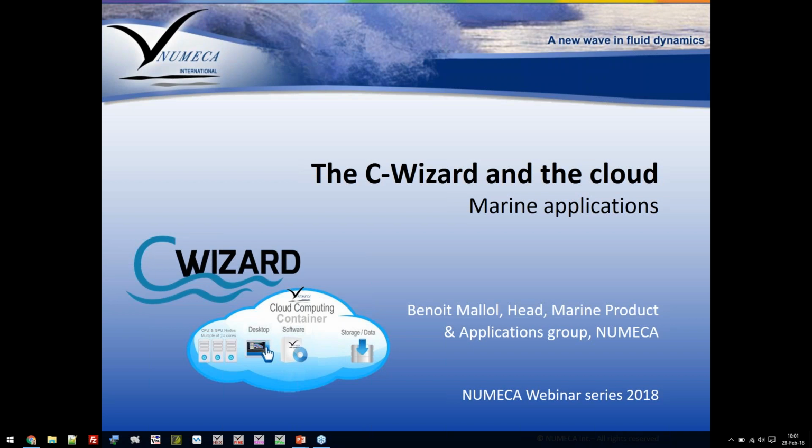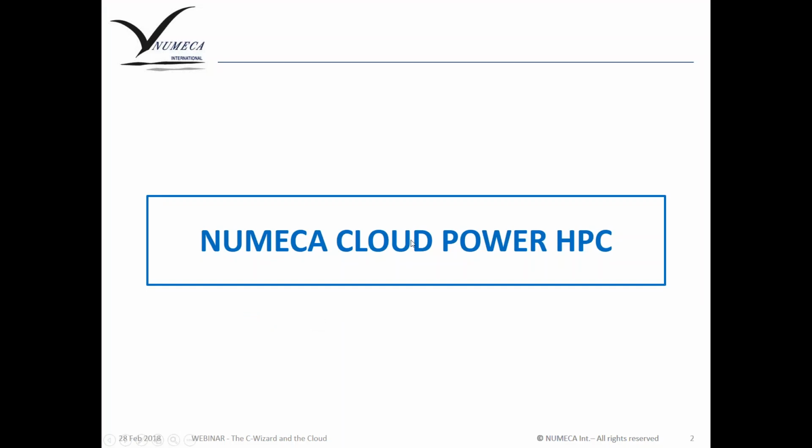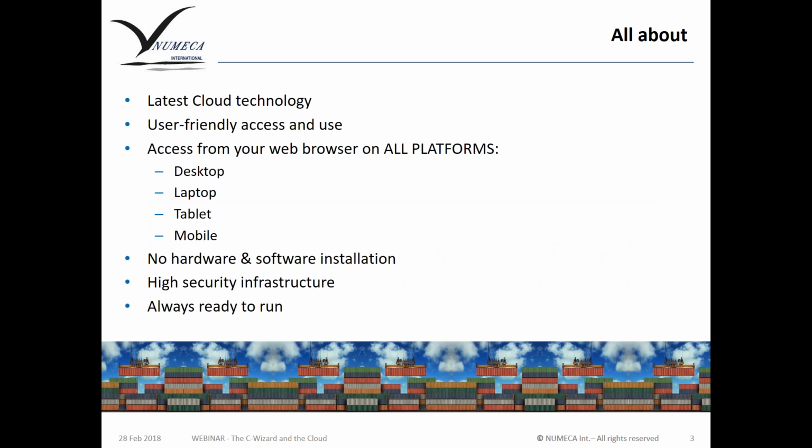I'm going to start this presentation by explaining what the cloud offer that we are proposing here is, which is called the NUMECA Cloud Power HPC. What is it about? It's a cloud offer, so it means that there are some machines available for you to make CFD simulations. It contains the latest cloud technology. We believe it's a user-friendly access and use. It's accessible from any web browser, so from all platforms: desktops, laptops, tablets, even mobiles. There is absolutely no hardware or software installation. It contains a high security infrastructure and is always ready to run.